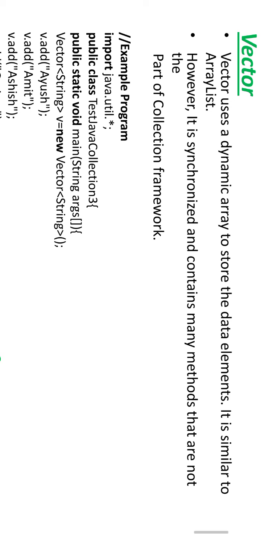And here we are specifying it is a synchronized one. Synchronized means it allows only one thread to access the vector at a time. It doesn't allow multiple threads to access the vector at a time. Synchronized means it allows only one thread to access the vector at a time, and multiple threads are not allowed at a time to access the vector.